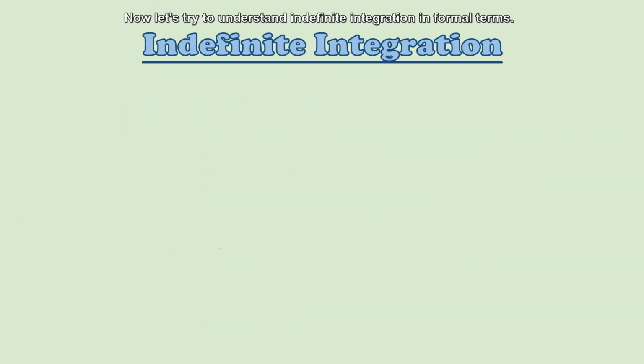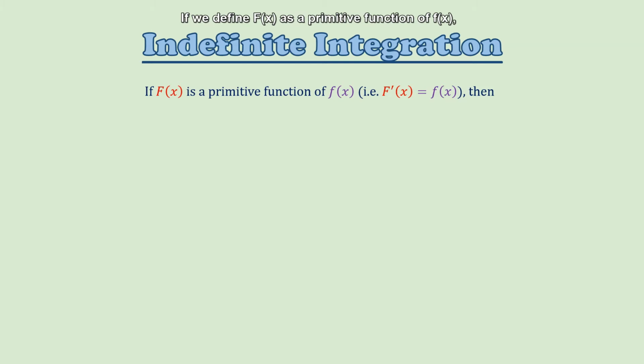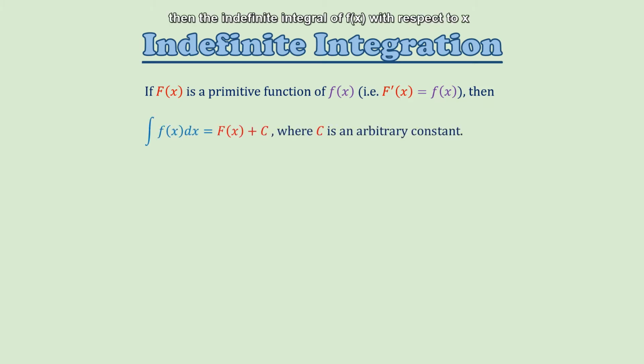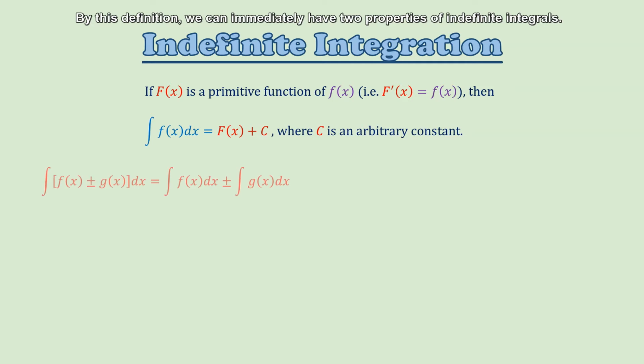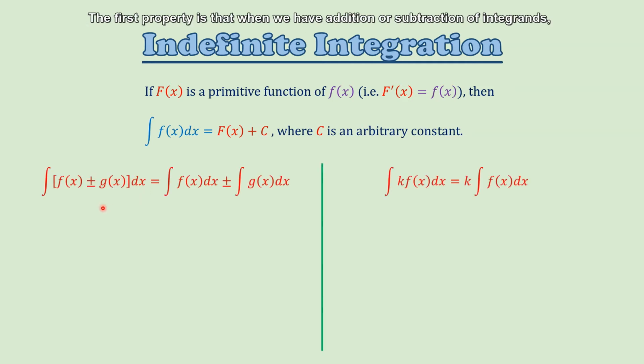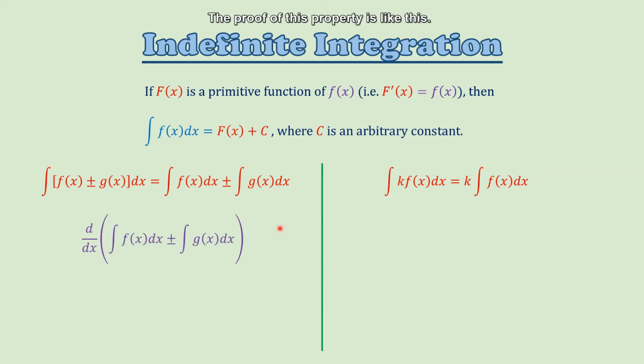Now let's try to understand indefinite integration in formal terms. If we define capital Fx as a primitive function of small fx, that means capital F prime x is equal to small fx. Then the indefinite integral of small fx with respect to x is equal to capital Fx plus c, where c is an arbitrary constant. By this definition, we can immediately have two properties of indefinite integrals. The first property is that when we have addition or subtraction of integrands, then we can split the integrals like this.